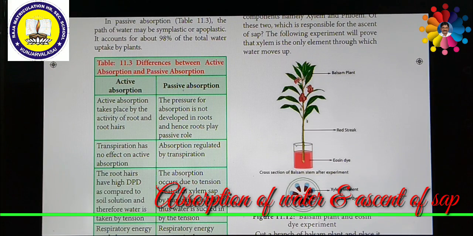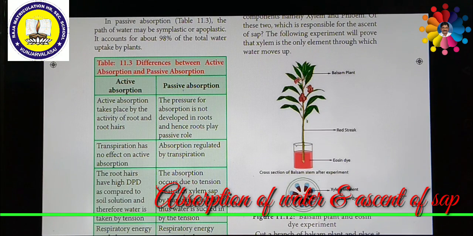Physical force theory suggests that the ascent of sap takes place through dead xylem vessels, and the mechanism is entirely physical and living cells are not involved. So the ascent of sap takes place in xylem vessels. The xylem vessel is a dead cell, so living cells are not necessary. The mechanism is entirely physical, it is not biological. Various physical force theories have been given.